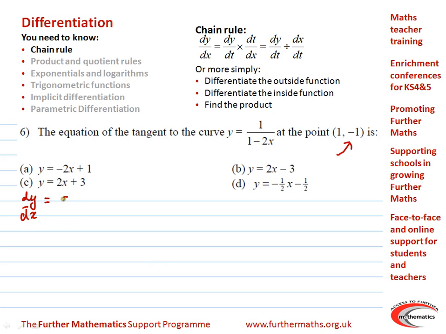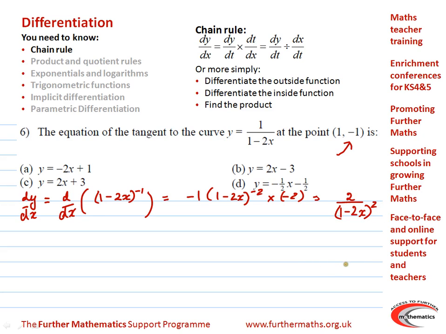So dy by dx is the derivative with respect to x of our function here, which I'm going to rewrite as 1 minus 2x to the minus 1, a little bit like the previous example that we did. If I differentiate that, power in front, reduce the power by 1, multiply by the derivative of the bracket, and if I simplify that, that gives me 2 over (1 minus 2x) squared.